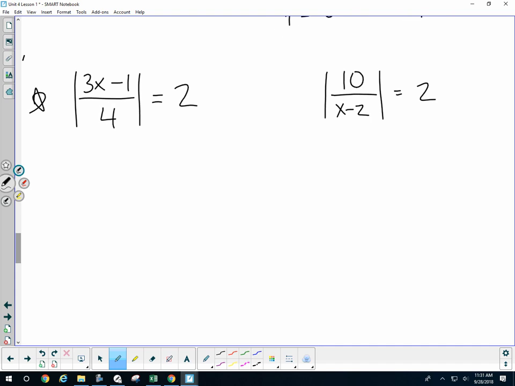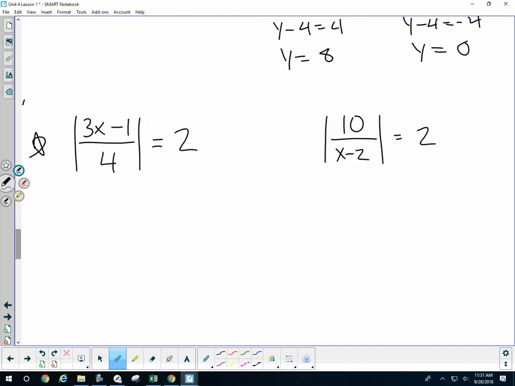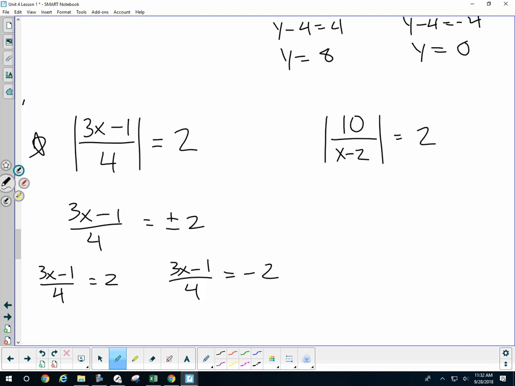This guy down here, so I got 8 and 0 for those guys. This guy down here, it's just a fraction, but the x is in the numerator. So it should be easy to work with. I can just get rid of the 4 by multiplying both sides by 4. Make sure I don't change anything in the absolute value. Just set up your two equations and solve.